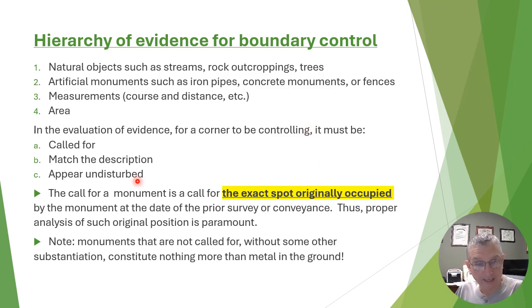So how do we do it? There are some general guidelines for boundary control, which we're going to touch on. The general hierarchy, number one, the highest level of hierarchy or importance or authoritative direction are natural objects such as streams, rock outcroppings, trees. Some court cases have said being natural and relatively immovable objects, they are the least susceptible to being moved, tampered with, or altered.